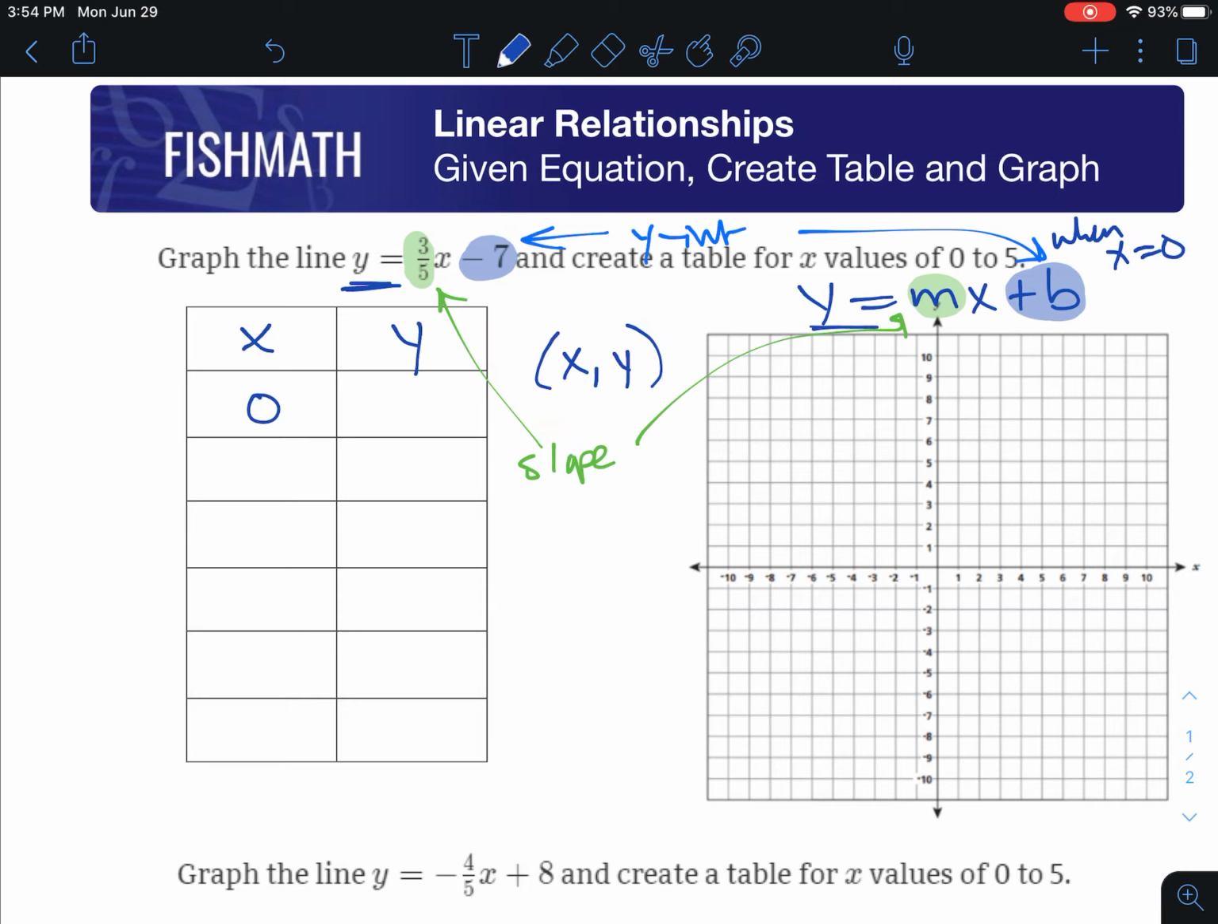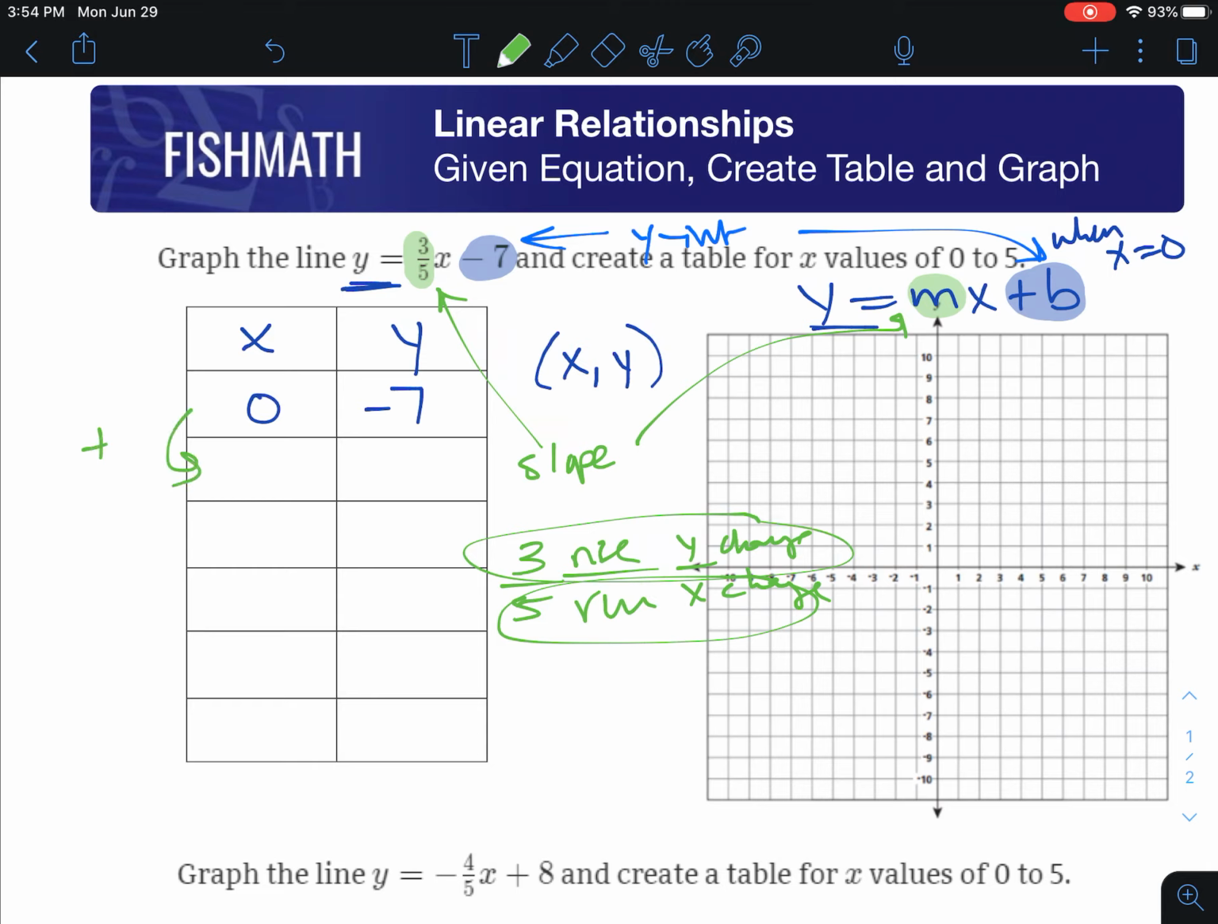So for our first coordinate, we can just start with that: 0 for x and the y-intercept of -7. Again, that's where it begins at an x value of 0. Now, the 3/5 is the slope, which tells you how to move. For 3/5, slope is always rise over run, or we call that y change over x change. So what that means is we change x by 5 and we change y by 3.